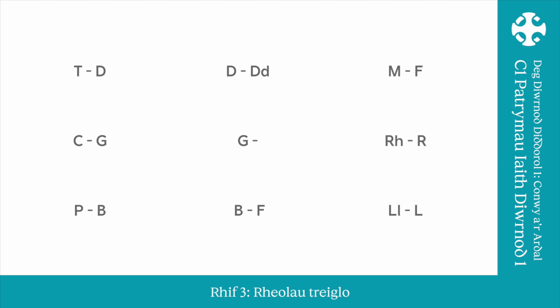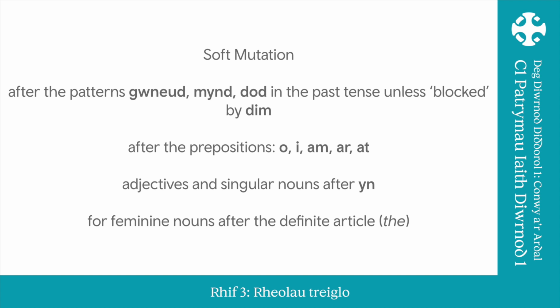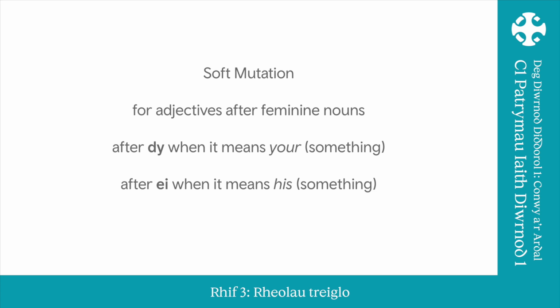And here are some of the more important rules you've come across so far. Soft mutation: after the past tense patterns of gwneud, mynd, dod unless blocked by dim. After the prepositions o, i, am, ar, at. Adjectives after un. Feminine nouns after the definite article, the. Adjectives after feminine nouns. After dy when it means your something. After ei when it means his something.